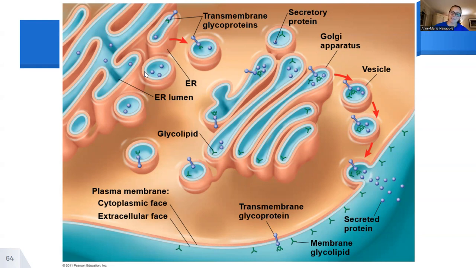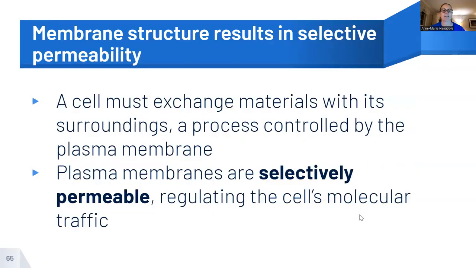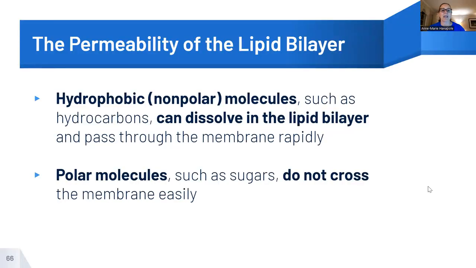So those proteins will then be placed where they need to be by the endoplasmic reticulum and the Golgi apparatus. So then when they merge, they're in the right orientation for the cell. And again, the cell membrane's job is to exchange materials with the surroundings, so moving things into and out of the cell. And the cell membrane is selectively permeable, so regulating the molecular traffic. And the permeability of that lipid bilayer is going to determine what can cross it and what can't cross it.